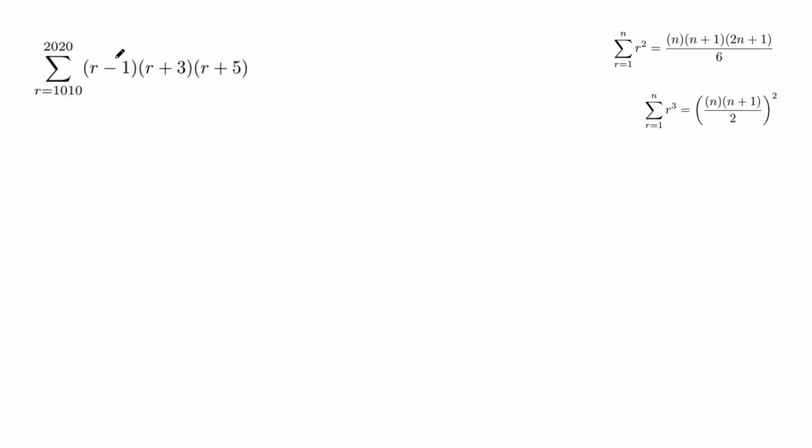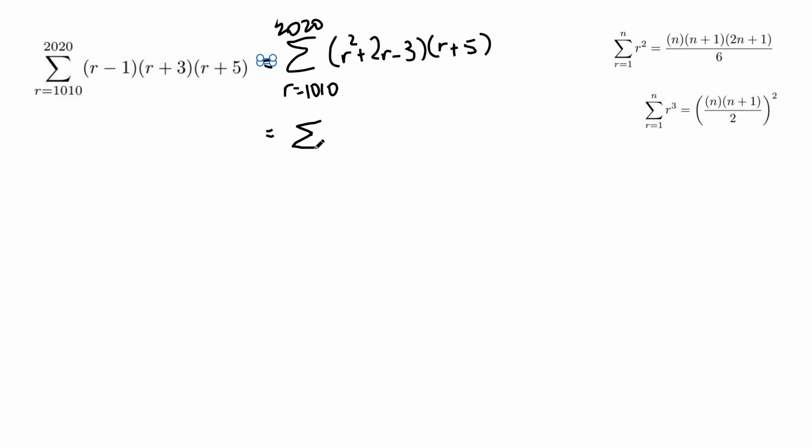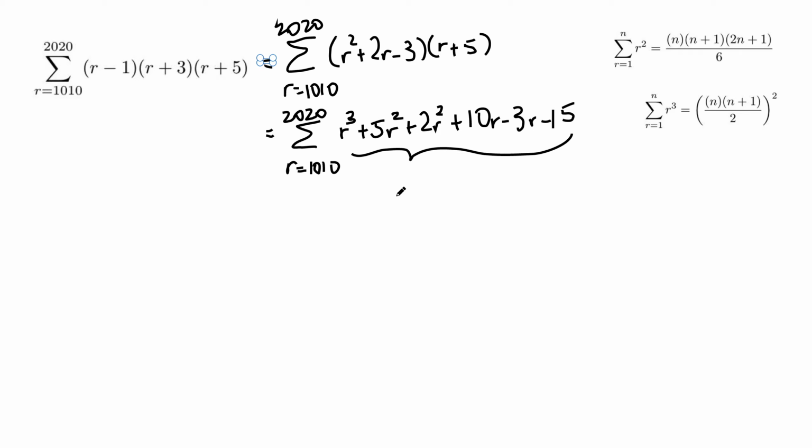So what we can do is first expand out this thing here. Let's say we work with the first two brackets first. We will get r squared plus 2r minus 3 times r plus 5, the summation from 1010 to 2020, which equals r cubed plus 5r squared plus 2r squared plus 10r minus 3r minus 15. And this is equal to r cubed plus 7r squared plus 7r minus 15.